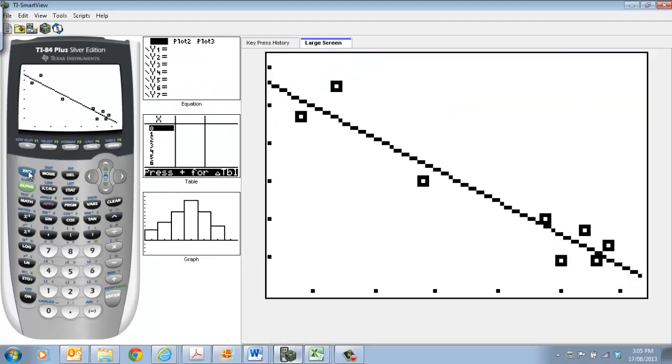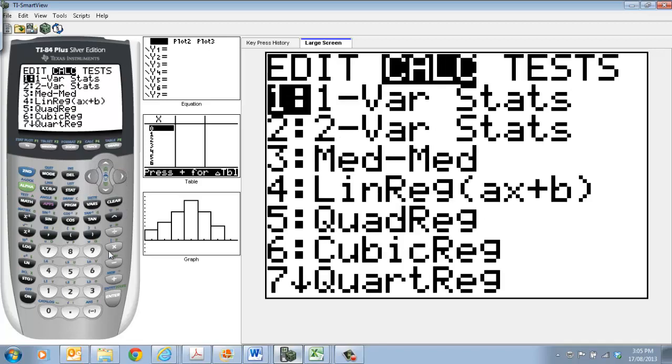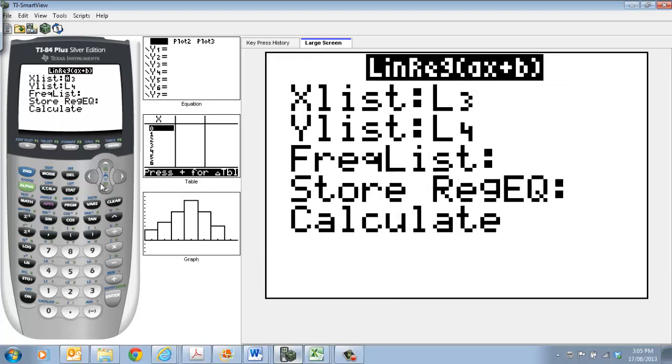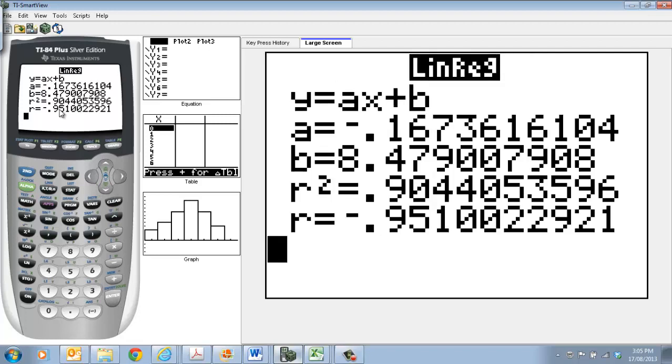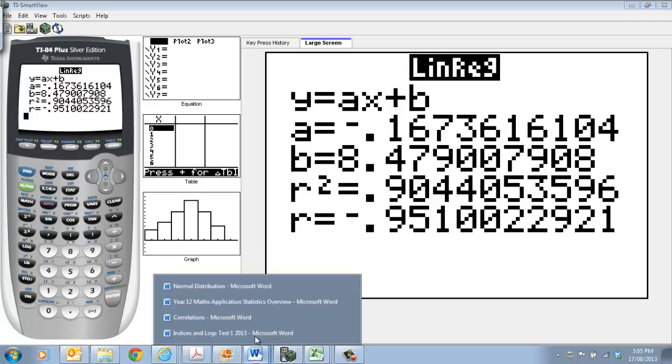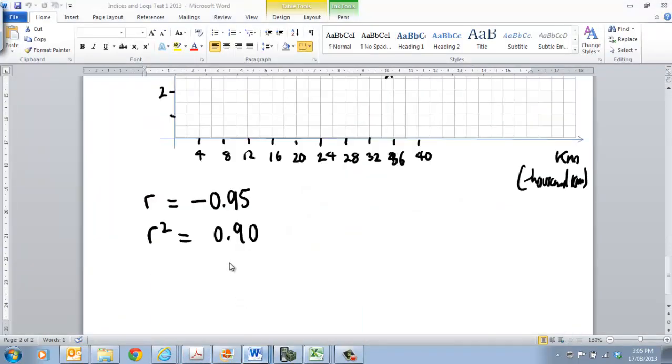So if I just quit out of there, we'll go back to looking at my correlation. So remember what we had to do again, stat, come down to number 4, it's already in there. So just scroll all the way down to calculate. Enter, and it tells us whatever. So you probably need to go to 4 significant figures there. So it's 0.9044 for that. So those values, that's great. You don't actually have to do anything apart from do the working out on your calculator.